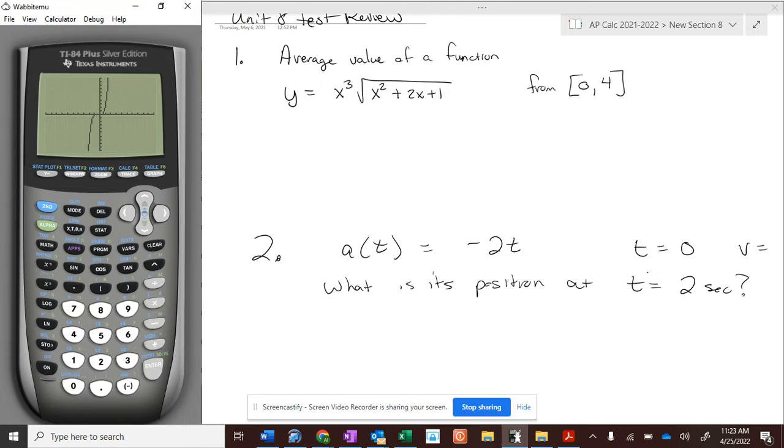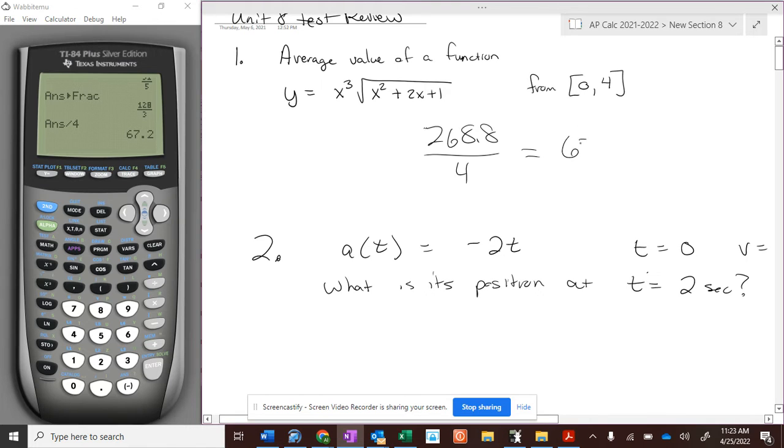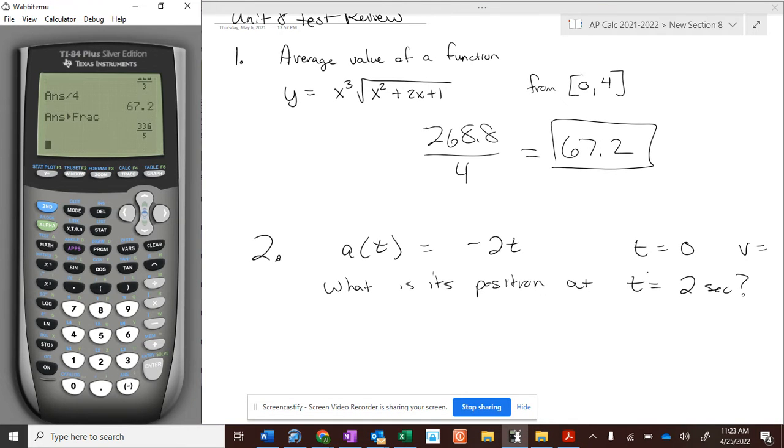Bella? What do? Second trace 7 from 0 to 4 is 268.8. So 268.8 divided by 4 is 67.2. And that's the average value of the function. Okay? If it wanted in terms of a fraction, it would be 336 over 5.